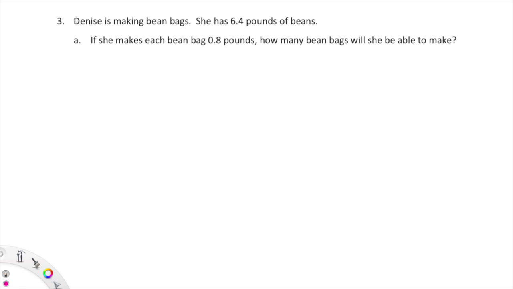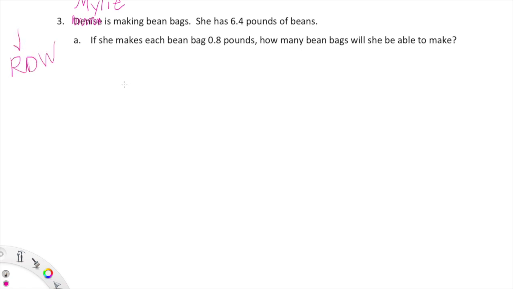Let's look at one word problem here, starring my friend and yours, our very own Miley. Miley is making bean bags. She has 6.4 pounds of beans. If she makes each bean bag 0.8 pounds, 8/10 of a pound, how many bean bags will she be able to make? So this is a word problem. We are going to read, we are going to draw, we are going to write.